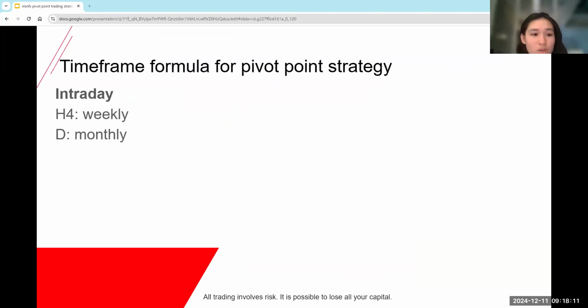Okay, so the time frame formula for pivot point strategy, we typically will recommend intraday, which would be your H4 on a weekly basis, or your daily if you are looking at a monthly time frame.